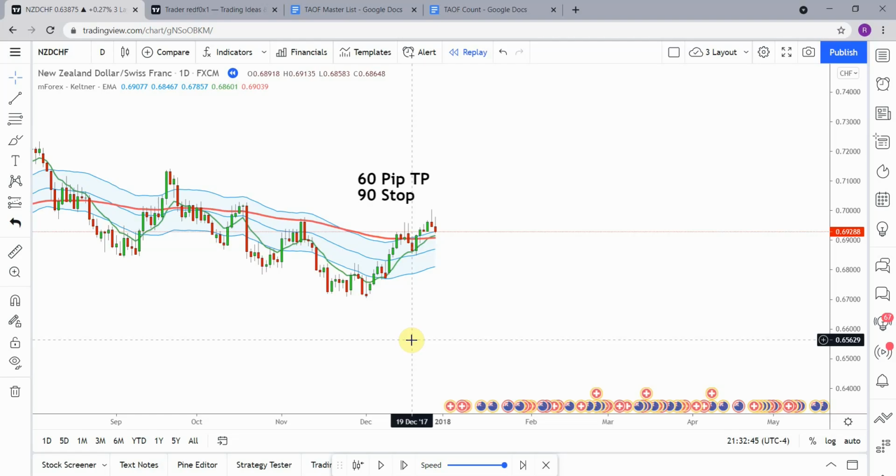Welcome back, viewers. Today we will be testing the mForex Keltner EMA indicator.